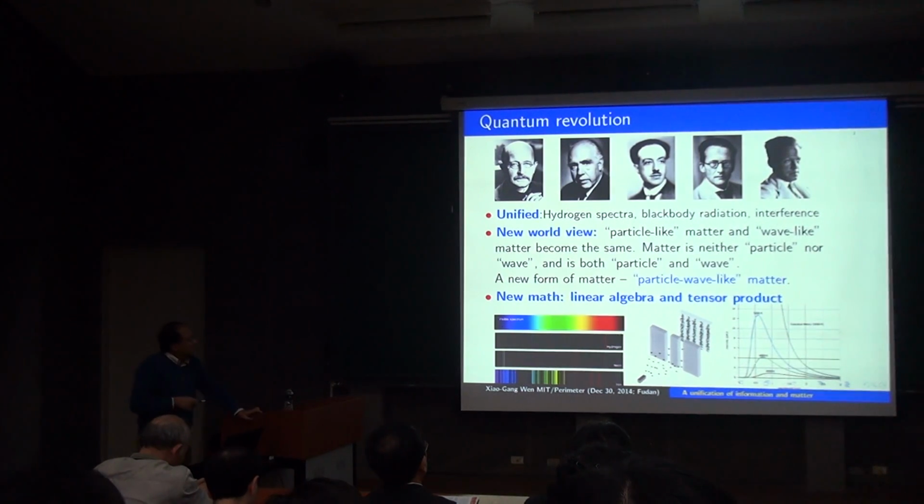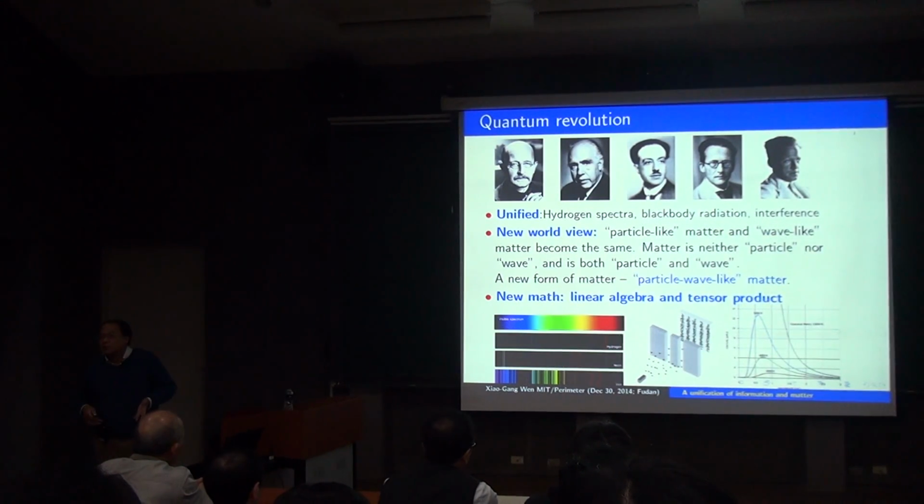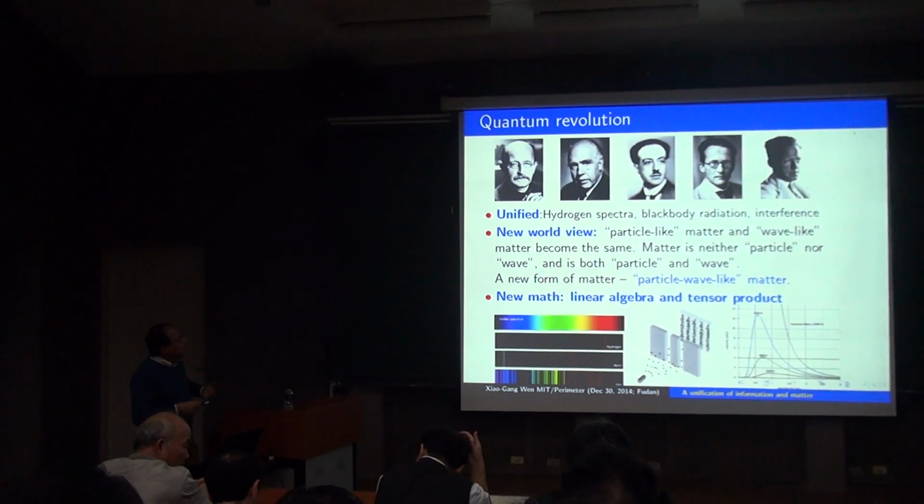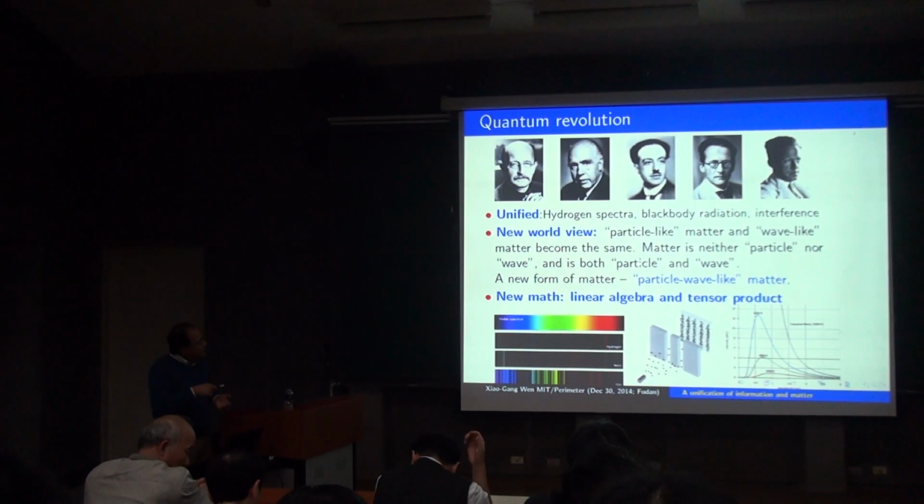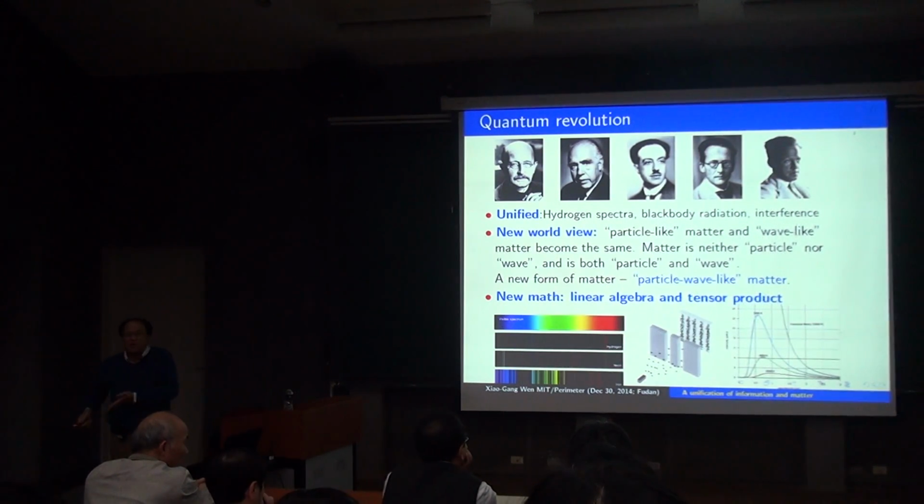And the new worldview is actually very impressive. In the quantum revolution, particle-like matter and wave-like matter became the same. So there's no longer a distinction between particle-like matter and wave-like matter. In a sense, matter is neither particle nor wave, and both particle and wave. So it's a little bit strange and hard to understand.